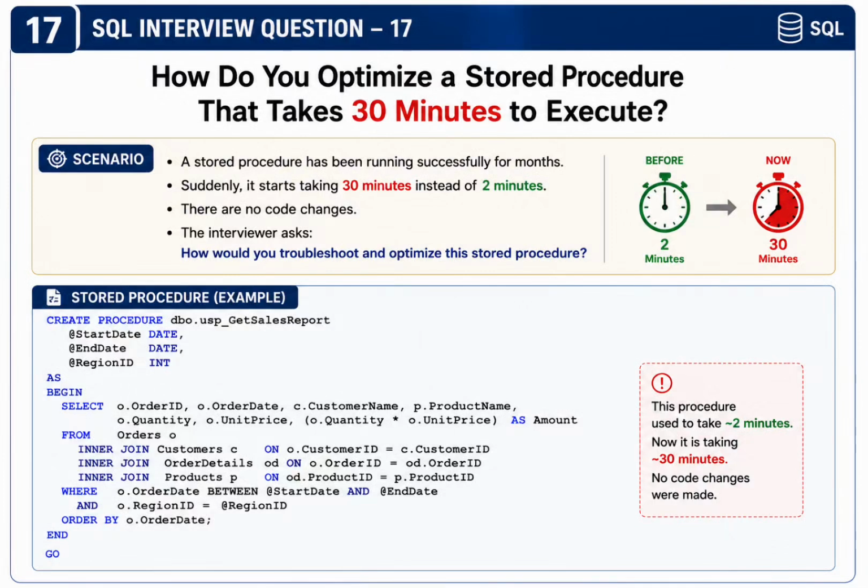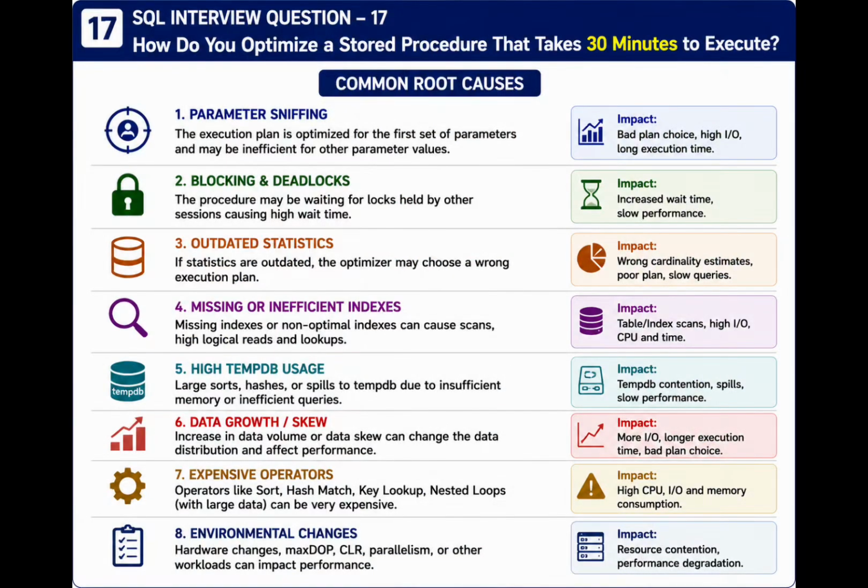Many people immediately say, I will create an index. That's not the correct approach. As an experienced SQL developer, never jump directly to a solution. First understand why the procedure became slow. The root cause could be completely different. So let's discuss the common root causes.